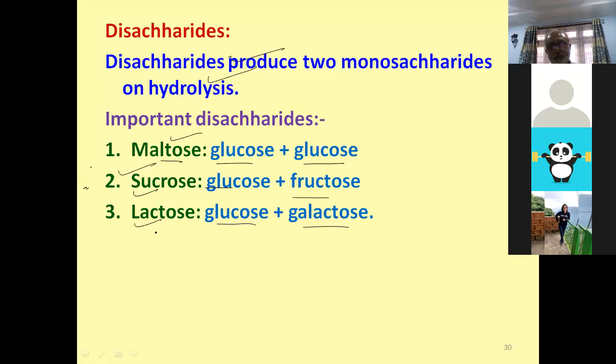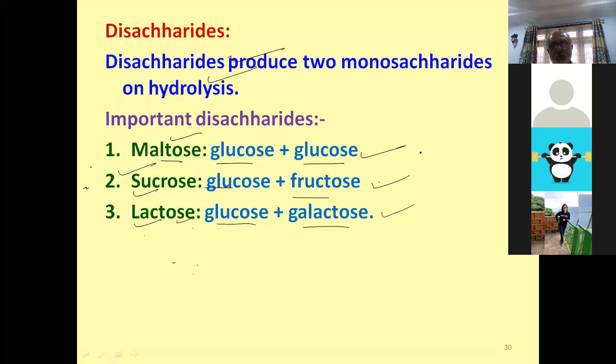Sir, in the glucose and fructose here, is it alpha or beta? Any other question? And in which position is the glycosidic bond? Is it in the 1,2 position or the 1,4 position, like this? The first question that should come is how these two are connected. Here we find that maltose is two glucose, sucrose is glucose and fructose, and lactose is glucose and galactose.